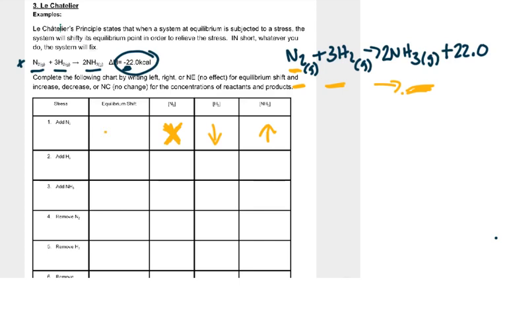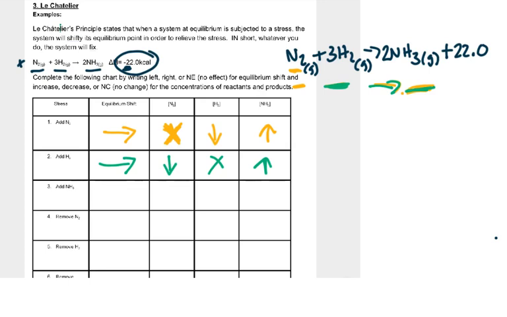Which way does it shift? It shifts towards the products, the direction I'm pushing it. Adding H2, so now I'm adding the other reactant. Again, that's going to allow me to make more product, so I'm going to shift the reaction to the product side, to the right. When I do that, it's going to decrease the amount of N2, because I need the N2 to react, right? So I'm decreasing it in order to make more ammonia.